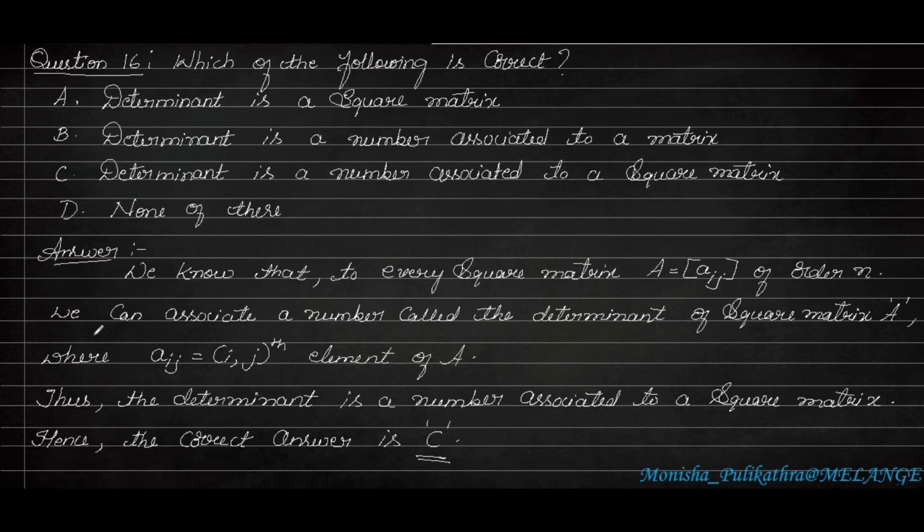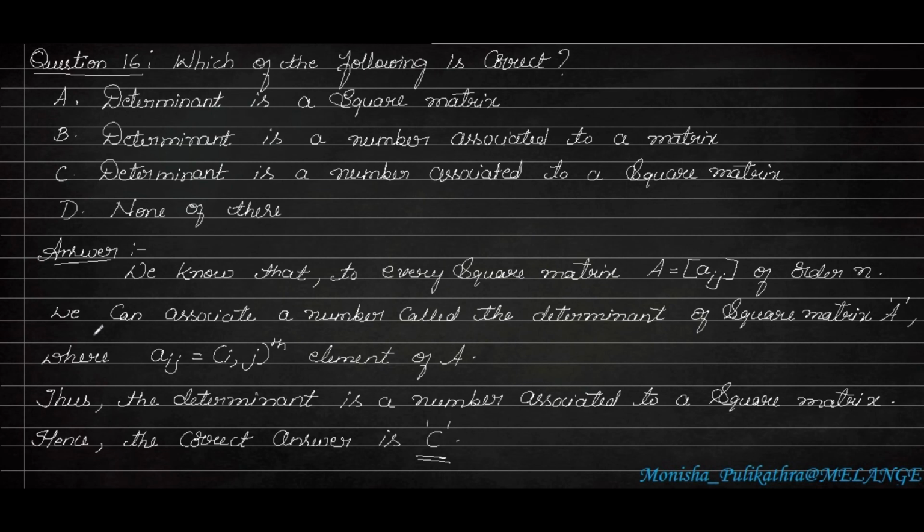So moving on to the 16th question. This is also a choose the correct answer. Here we have to find which of the following is correct. The first answer is determinant is a square matrix. Second, determinant is a number associated to a matrix. Third, determinant is a number associated to a square matrix, and D is none of these.